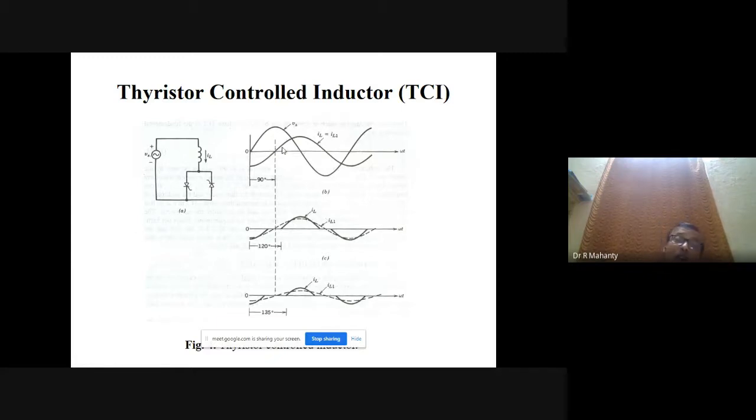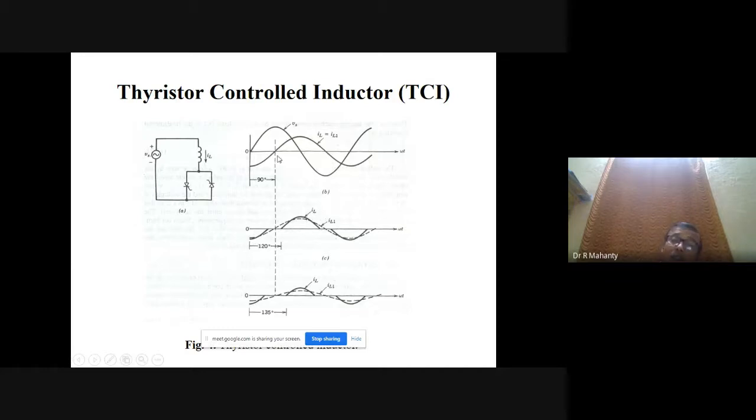So whatever control you have, it starts from 90 degree up to 180 degree only. From 0 to 90 degree, you do not have any control. So what will happen? Suppose we have taken a value of alpha which is equal to 120 degree.